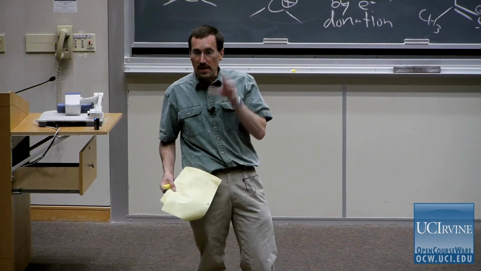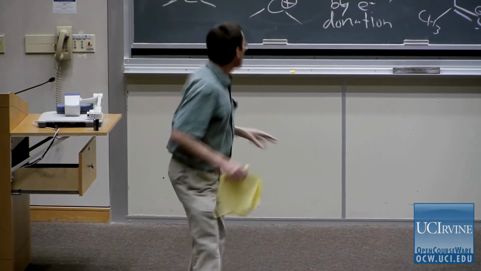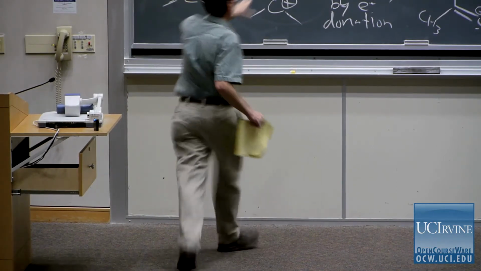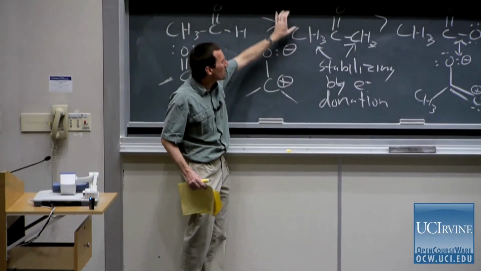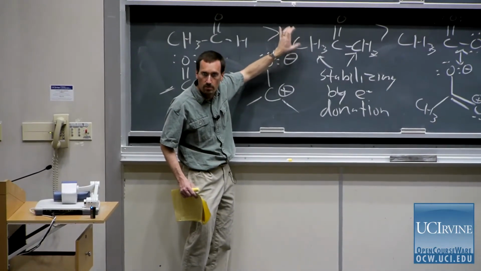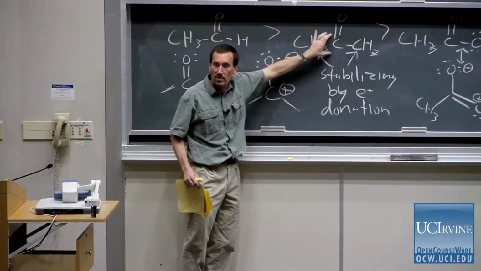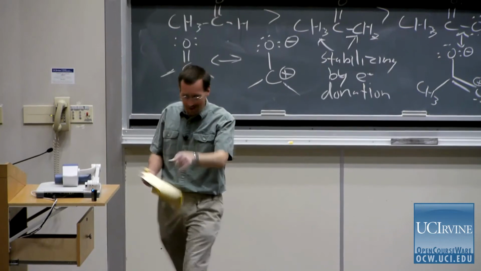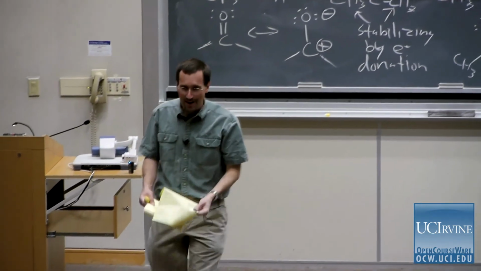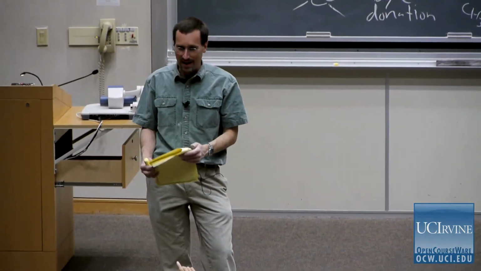Think of it as each of these C-H bonds, remember, the hydrogen is more electropositive than carbon, so each of these C-H bonds puts more electron density on the carbon, which inductively donates it in. I'm going to take one last question, and then I want to wrap up a couple of concepts that came up.